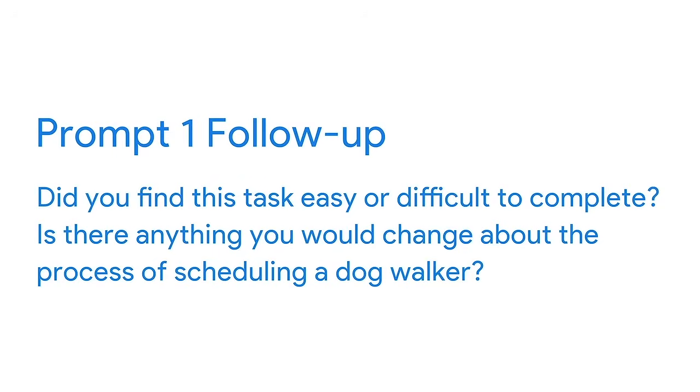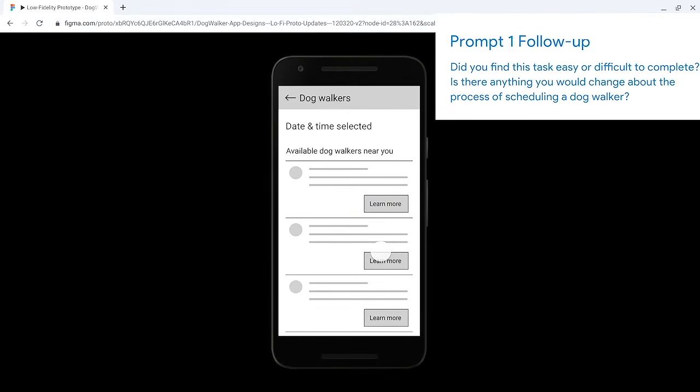Prompt 1 follow-up. Did you find this task easy or difficult to complete? Is there anything you would change about the process of scheduling a dog walker? I mean, it was a bit hard to figure out which button to press on the home screen, but that's okay. That could be fixed, but I still figured it out. Also, I think there needs to be a way to do a recurring booking. Almost everyone I know with a dog doesn't schedule individual appointments like this. They want someone to walk their dog at the same time or on the same day every week, or something like that.